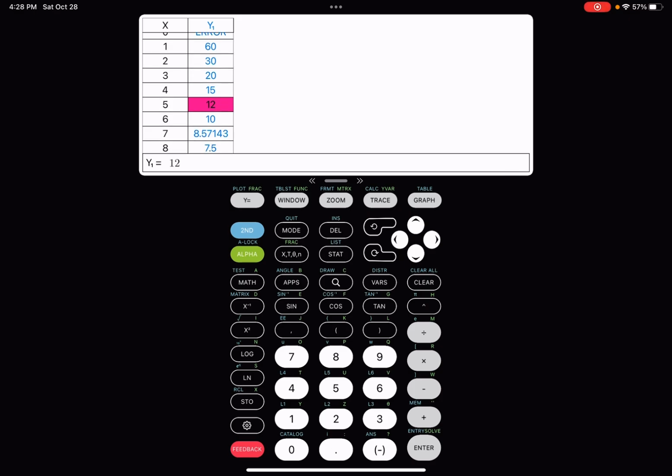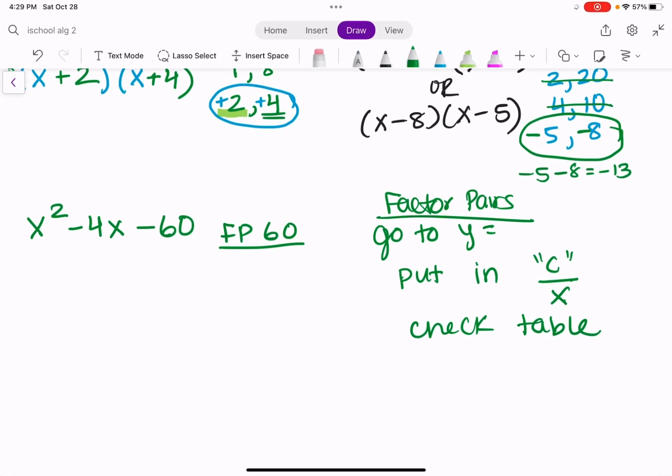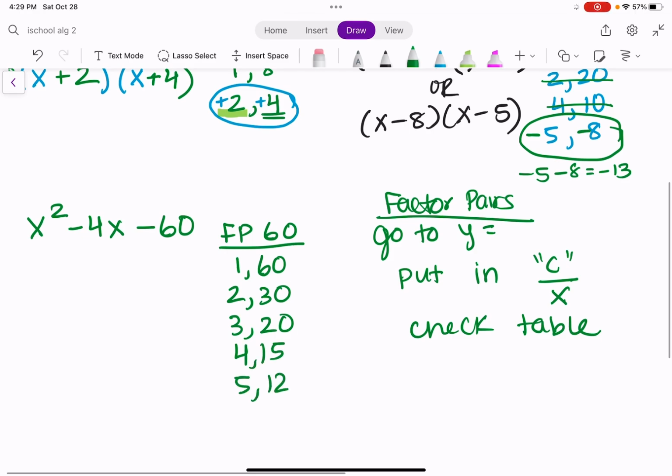We're going to start at 1. So we have 1 and 60. We have 2 and 30, 3 and 20, 4 and 15, 5 and 12, 6 and 10. And then it goes backwards. So we're going to write all those down. So we have 1 and 60, 2 and 30, 3 and 20, 4 and 15, 5 and 12, 6 and 10. It goes on forever.